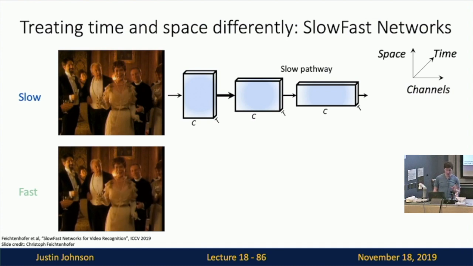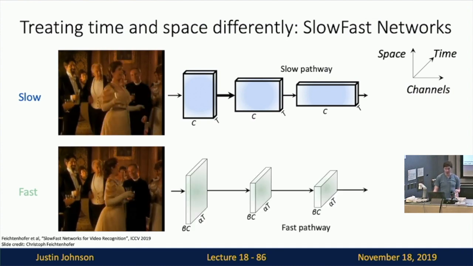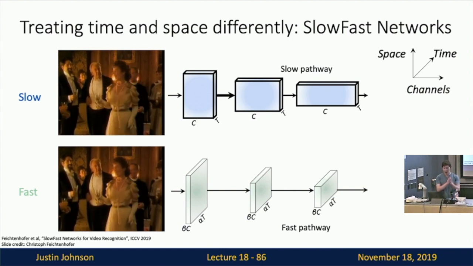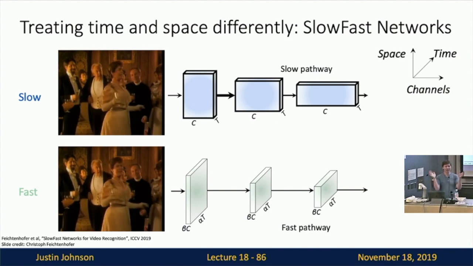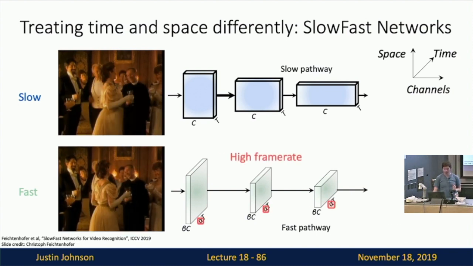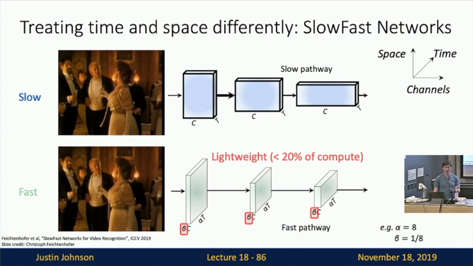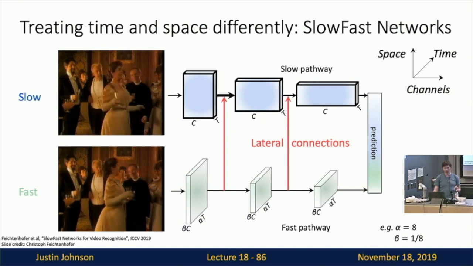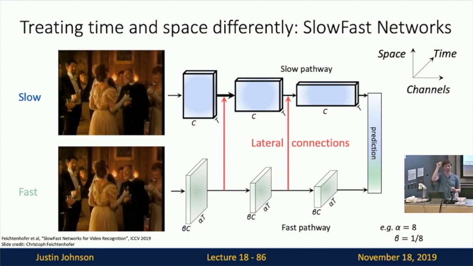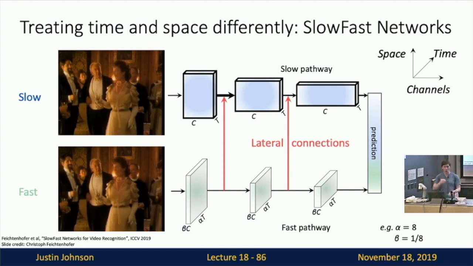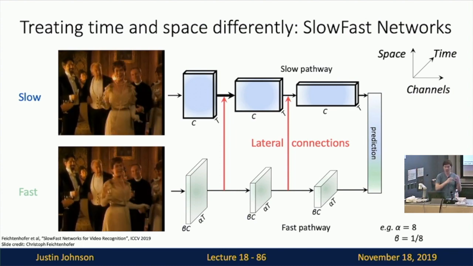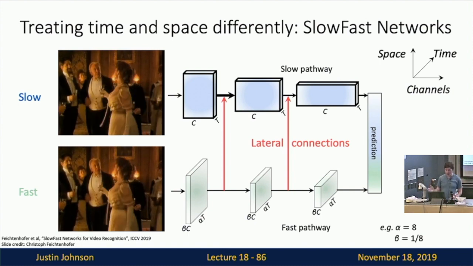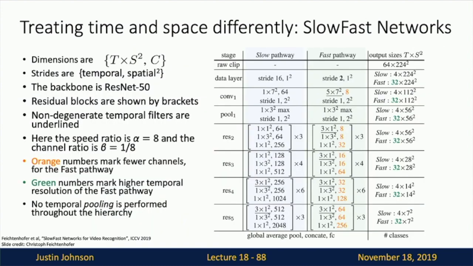The second branch, of course, is the fast branch that operates at a higher frame rate, but uses a much thinner network. So it uses a high frame rate, but only a little bit of processing on each frame, with a very small number of channels at every layer. Moreover, there are lateral connections that fuse information from the fast branch back into the slow branch. Unlike traditional two-stream networks that only fuse information at the very end through averaging, these SlowFast networks fuse information at multiple stages inside the network. At the very end, there's a fully connected layer that does the predictions.